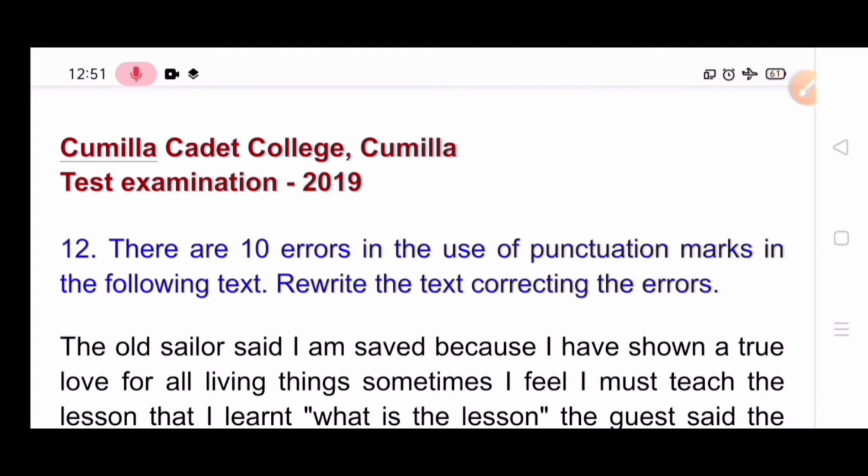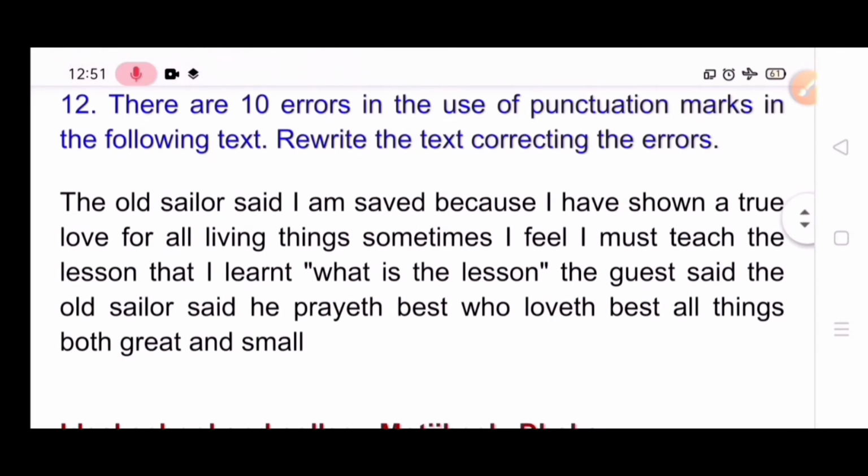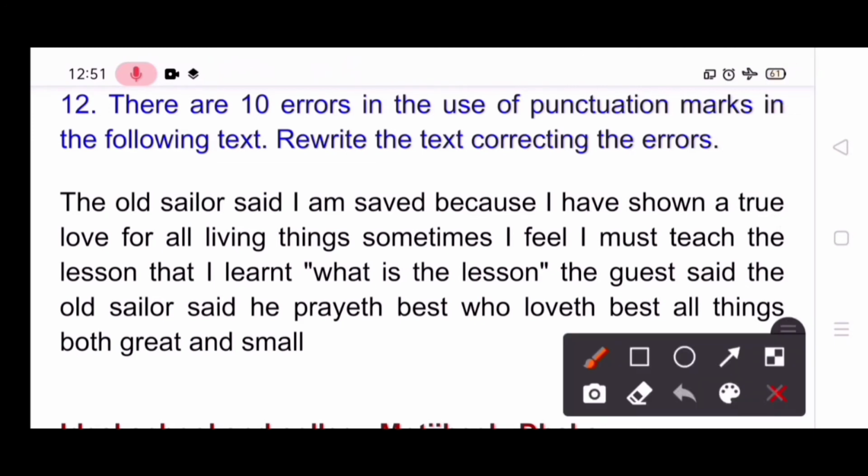Learners, you can see a test examination question of 2019, taken from Kumilla Cadet College, Kumilla. You can see question number 12. There are 10 errors in the use of punctuation marks in the following text. Rewrite the text correcting the errors. And you can see it is given in narrative style. I would like to start answering the question.